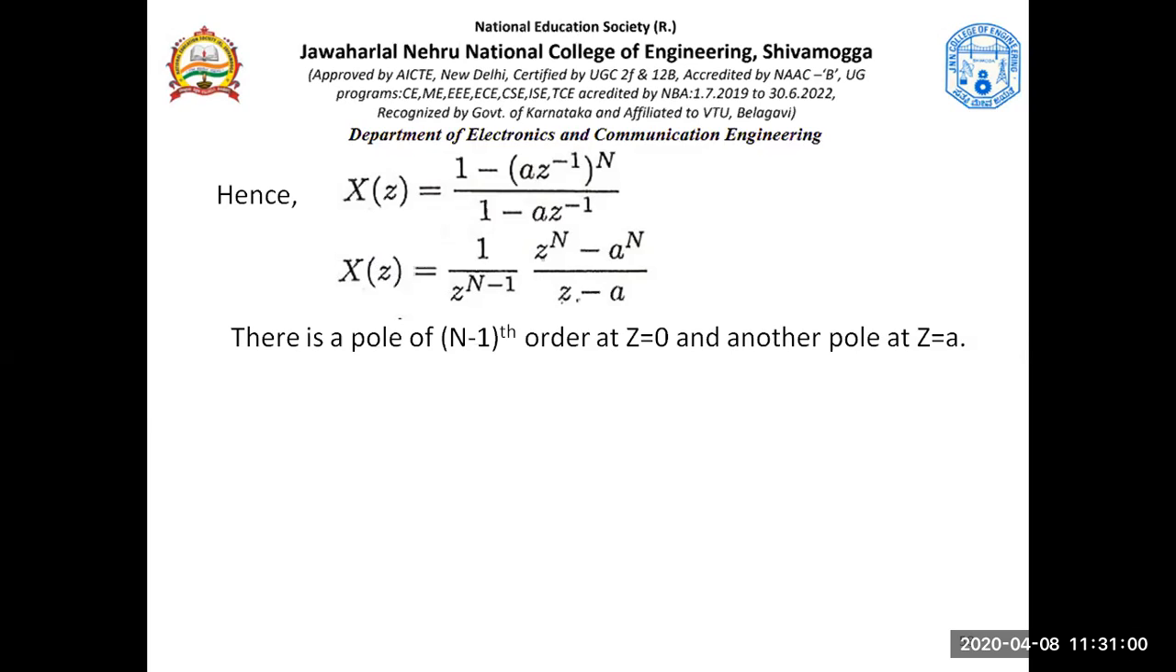So totally, how many poles have we come across as of now? There is one pole whose value is a. There are n minus 1 poles whose values are zero. Understand this point? This is what is important here. There are n minus 1 poles at z equal to 0 and there is one pole at z equal to a.